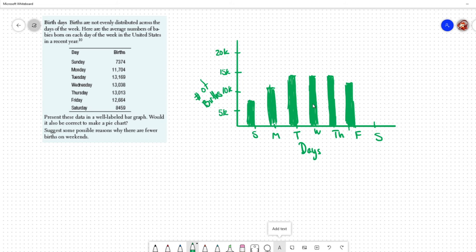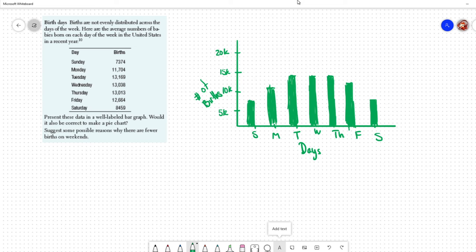And then Saturday we have 8,400. So more than Sundays. I'll put it a little bit higher, but it's obviously quite lower. So there we go. That would be my bar graph for this data.